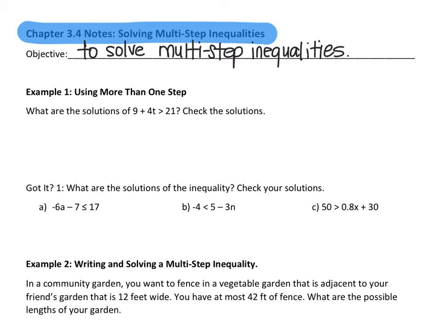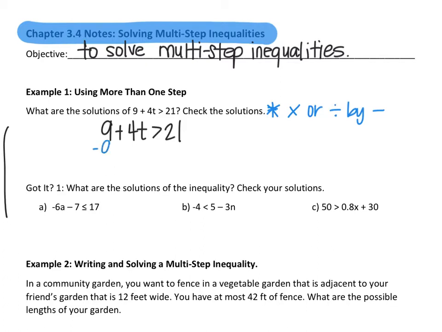So example 1, what are the solutions of 9 plus 4t greater than 21? What we're going to do is solve this just like we would an equation, except if we multiply or divide by a negative, we have to turn our inequality around. We just have to remember this little part right here.